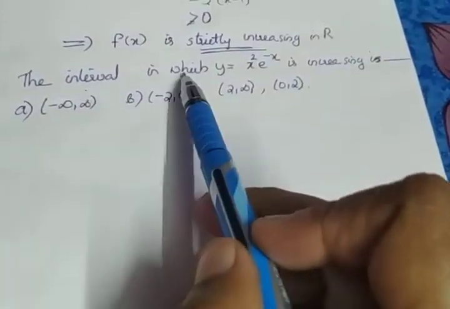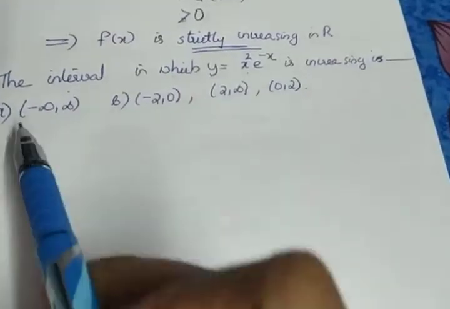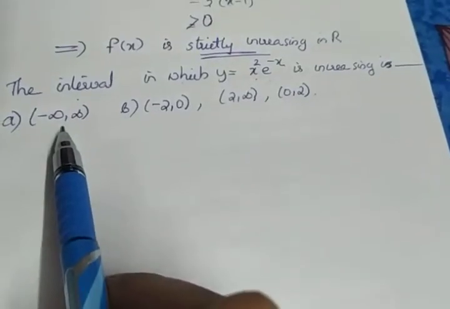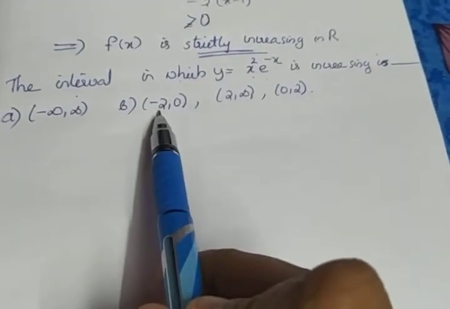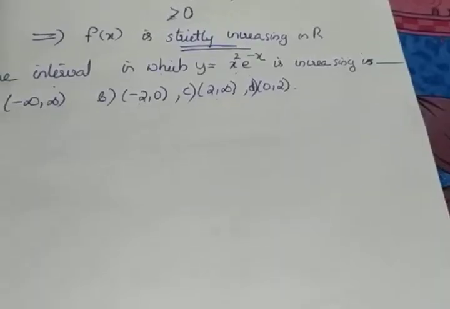Next one, the interval in which y is equal to x square into e raised to minus x is increasing is dash. And options are given. First option, the full R real numbers. Second, minus 2, 0. And third one, 2 infinity. And the fourth one, 0, 2.